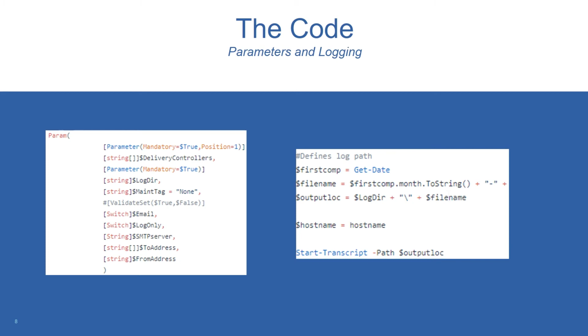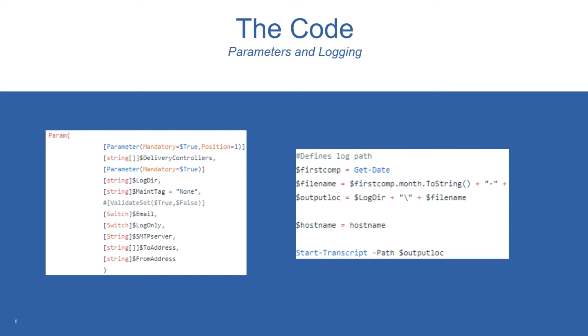The maintenance mode tag, I'll be going through that in a different slide. You have your email switch, your log only switch. The log only one is nice if you don't want to take any action. We'll be going through the different functions and the different power actions that it takes, whether it's rebooting machines or kicking users out or doing some type of action.